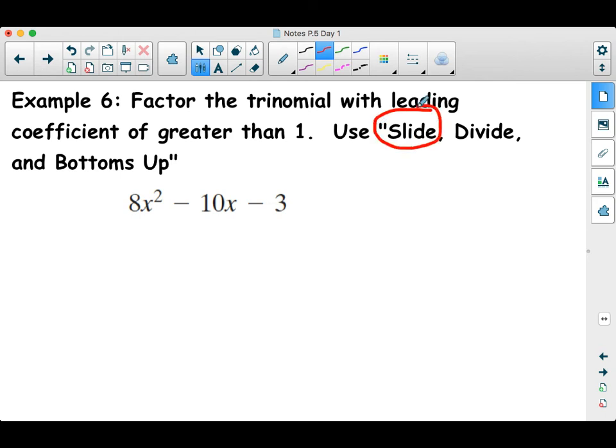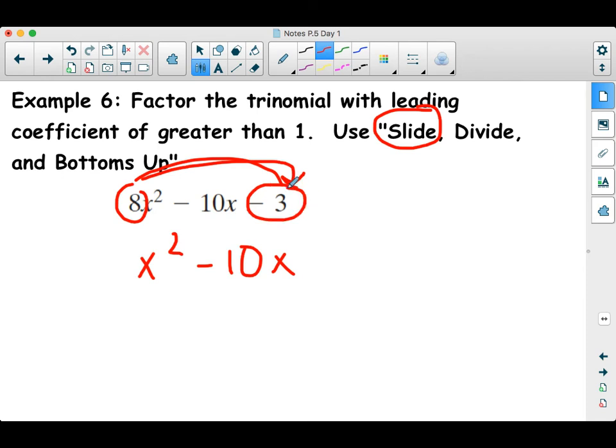So you're taking this 8 and you're going to slide it to the right. Now we're going to ignore it. So we have x squared minus 10x. Now since we slid it to the right, you're going to multiply it to negative 3. So 8 times negative 3 is negative 24. So there's the slide part. So again, you're going to slide that 8 to the right and multiply it to negative 3 to give you negative 24.